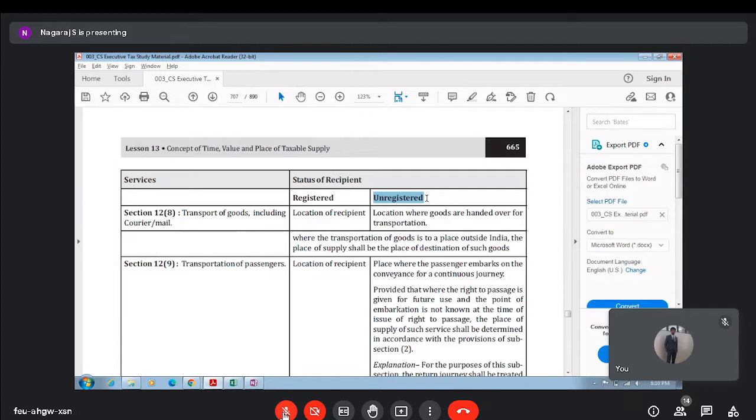In that case, where the passenger embarks the conveyance for a continuous journey will be the place of supply. That means if you are taking the ticket from Bangalore to Delhi, there is a changeover at Chennai also. You are embarking at Bangalore. Your transport ends at Delhi. The embarkation point will be the place of supply. That means Bangalore. Understood?